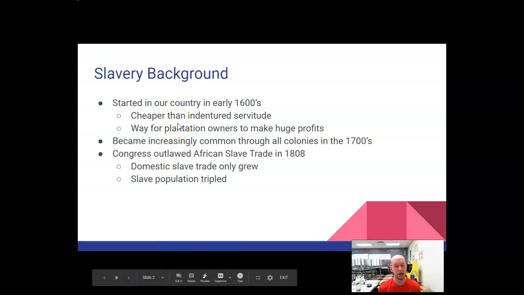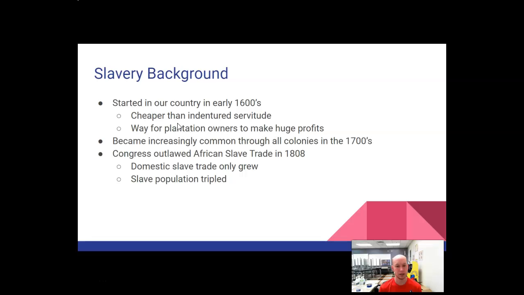So first off, just a little background on slavery in our country. It started in the 1600s, and it was a way to replace indentured servitude. Indentured servitude is when you have to work for somebody when you owe them money. Slavery ultimately started to replace that because it was cheaper for plantation owners to purchase slaves rather than have somebody work for them and then ultimately work for their own freedom.